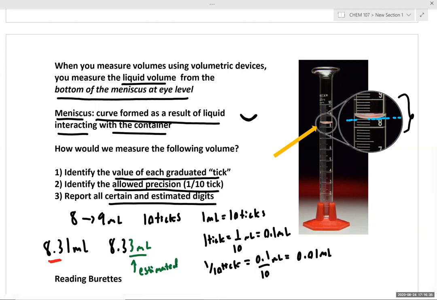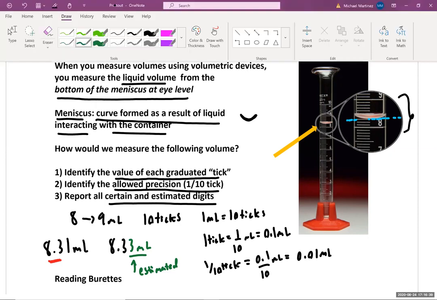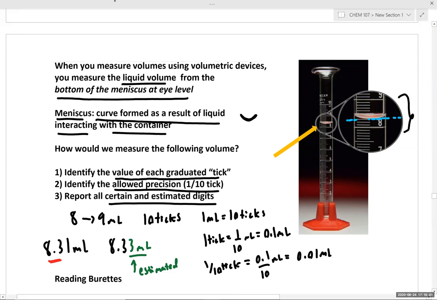So volumetric glassware is almost identical to other graduated devices. The only thing that's new is that you have to measure the volume from the bottom of the meniscus at eye level. Any questions on this example?